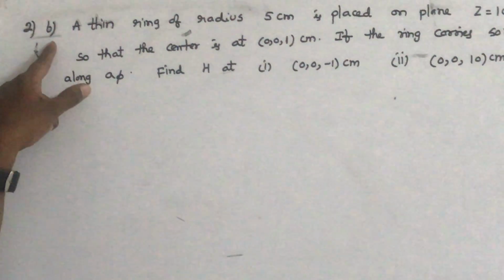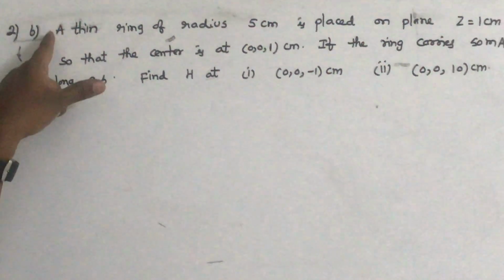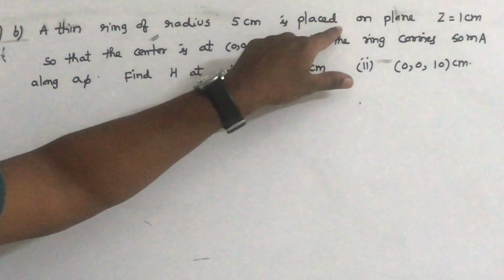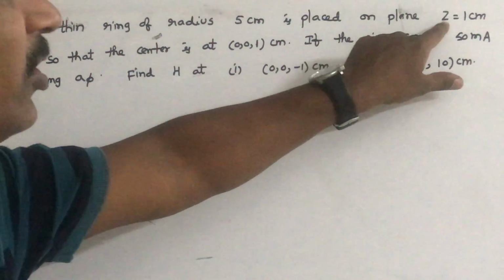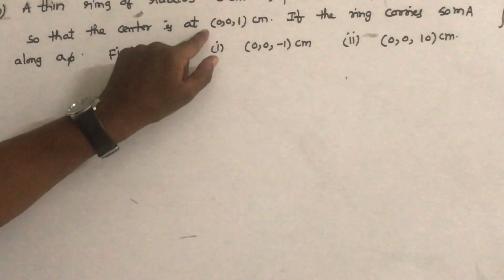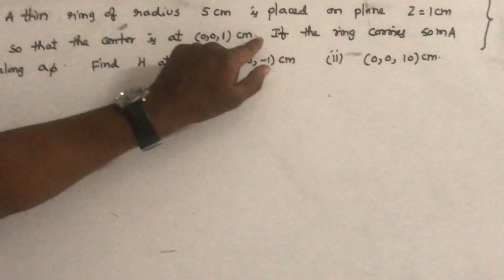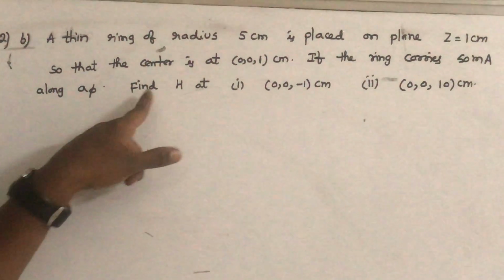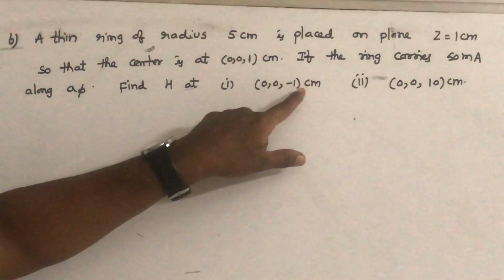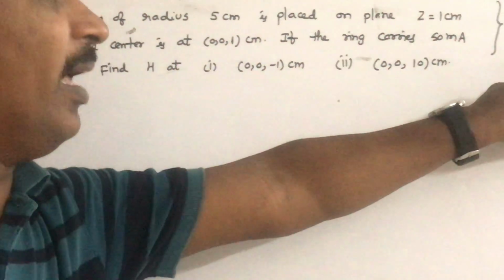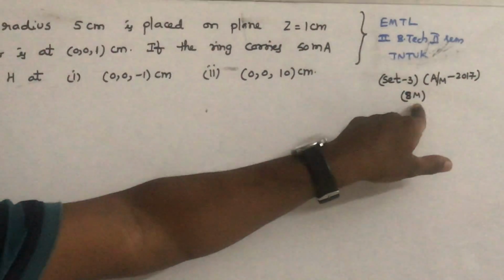The question 2b from the magnetostatics chapter. A thin ring of radius 5 centimeters is placed on the plane z equal to 1 centimeter, so that the center is at (0, 0, 1) centimeters. If the ring carries 50 milliamperes along the a phi direction, find H at (0, 0, -1) centimeters and (0, 0, 10) centimeters. This is given in Set 3, April-May 2017, 8 marks.